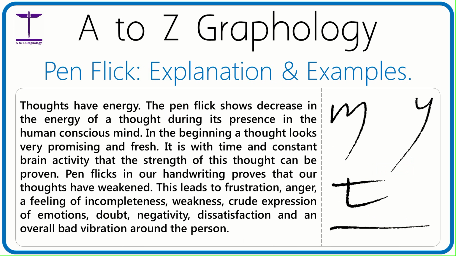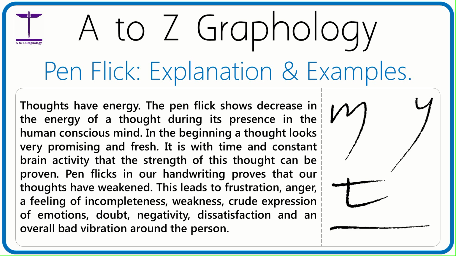Now we shall go into a more detailed explanation of what actually happens when we see pen flicks in the handwriting. Our thoughts have energy, and when a thought appears in our mind, it is pure in nature. It is very powerful, and this purity of energy ultimately brings about manifestation. The pen flick shows a decrease in the energy of a thought during its presence in the human conscious mind. In the beginning, a thought looks very promising and fresh, and it is with time and constant brain activity that the strength of the thought can be proven. In the case of pen flick, the time and constant brain activity seems to be weakening the thought.